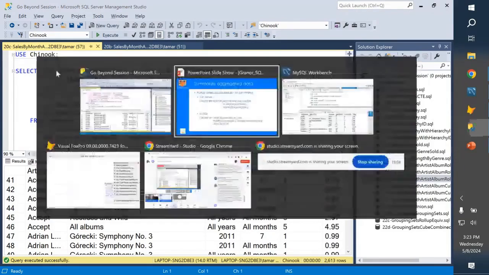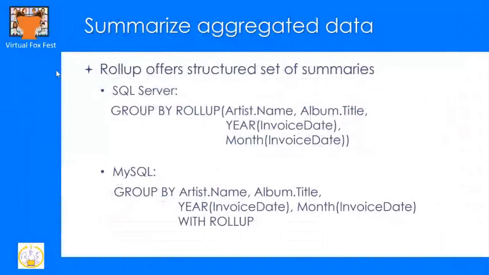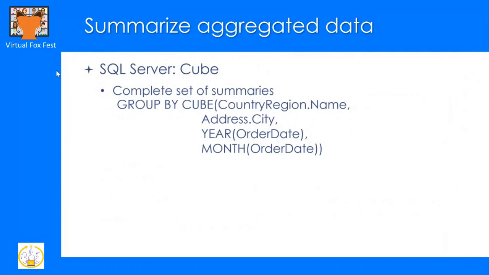But wait, there's more. And the rest of what I'm going to talk about here is SQL Server only. With Rollup, we were getting a specific set of summaries working from the right to the left. There's another keyword, function, I'm not really sure what to call it, cube, that says, take whatever I've listed here and give me summaries, all the combinations that you can make from what I give you.